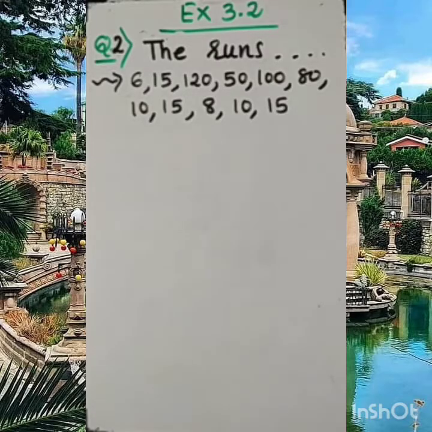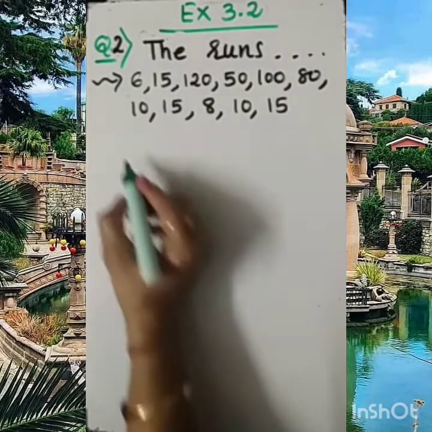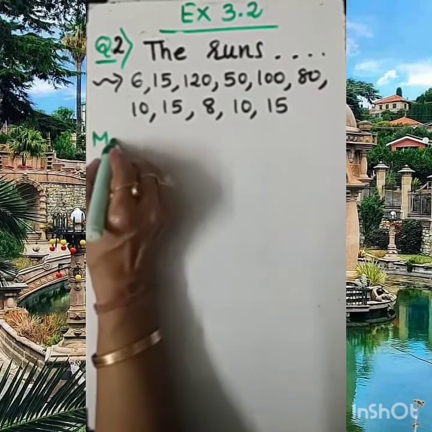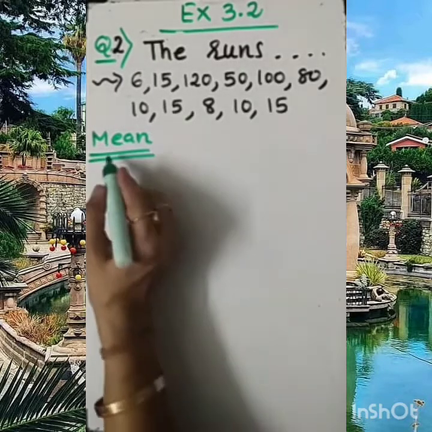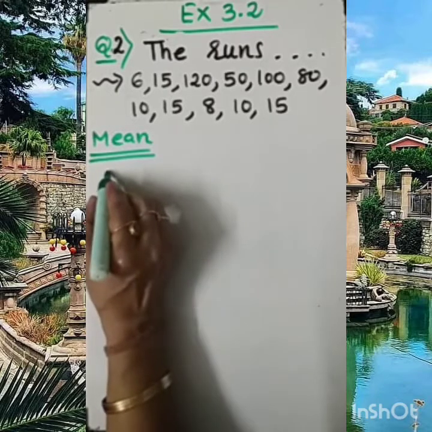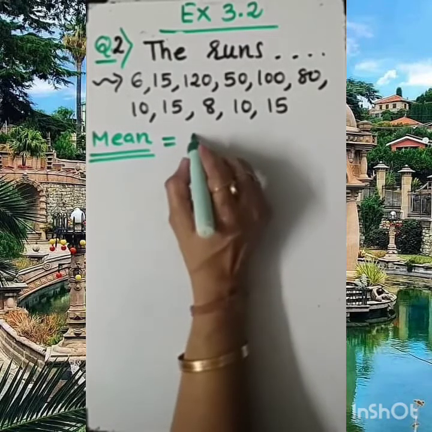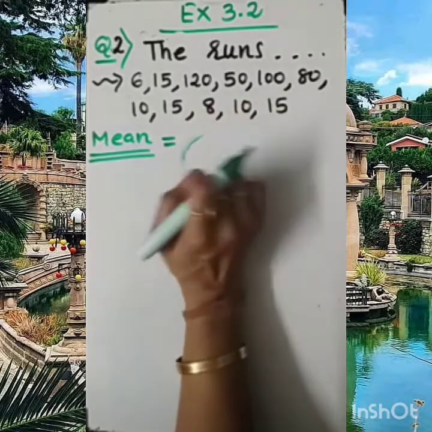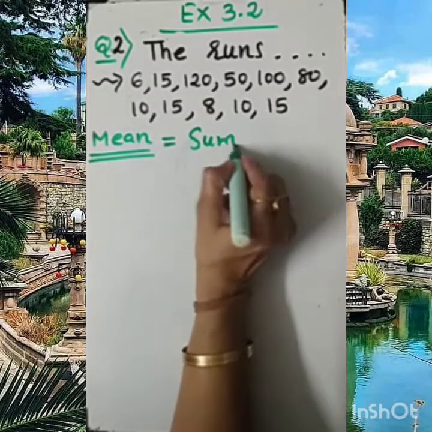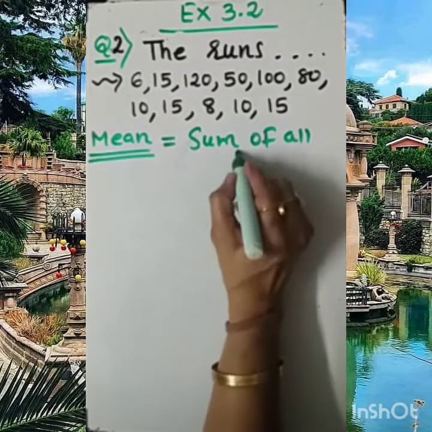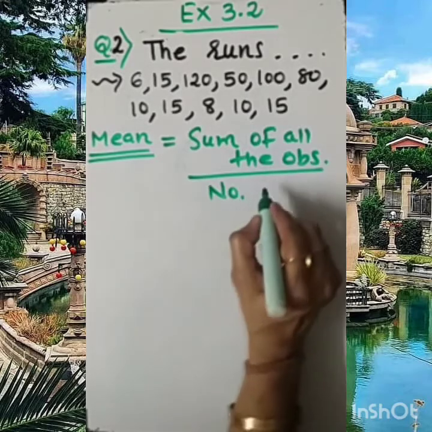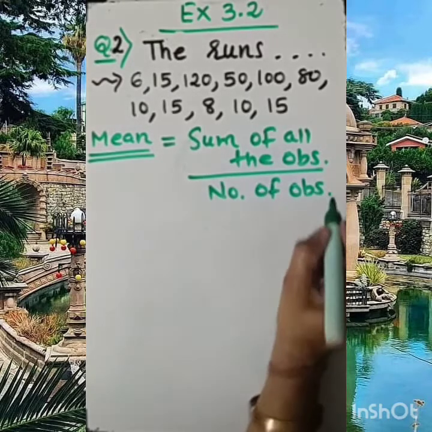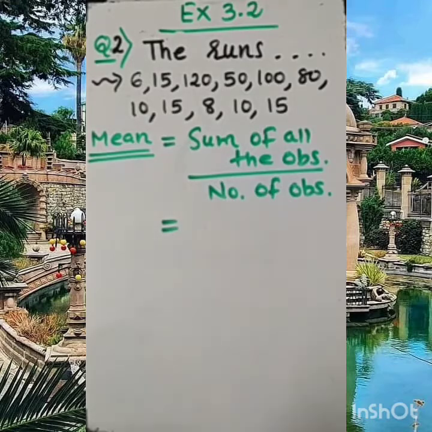So my dear student, first of all we need to find the mean. How to find the mean? So let's go with that. Give the heading mean, as we are finding mean first. Now we know how to find the mean. Mean equal to sum of all the observations upon number of observations. Please note down, sum of all the observations upon number of observations.